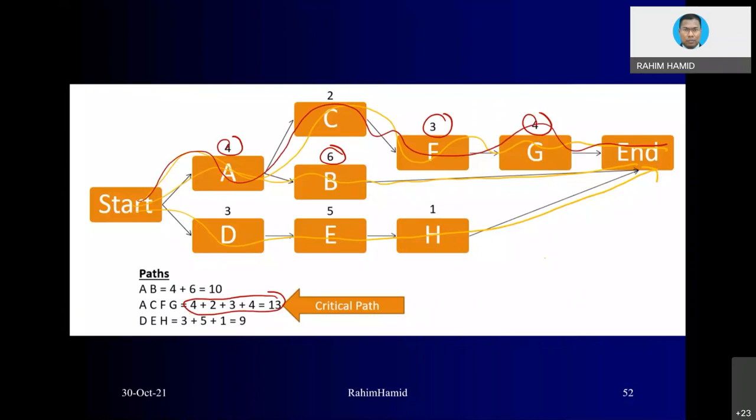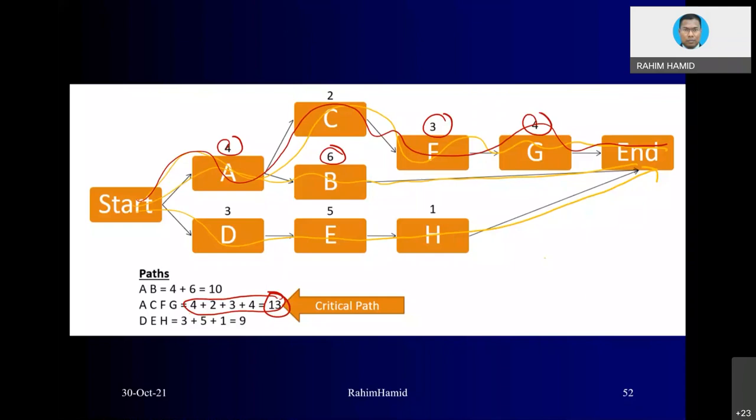The project will be completed in 13 days for sure. And the critical activities are A, C, F, and G, whereas B, D, E, and H can be considered non-critical activities, meaning they can be delayed by the value of total float. If you want to know the value of total float, then you need to do the forward pass and backward pass.